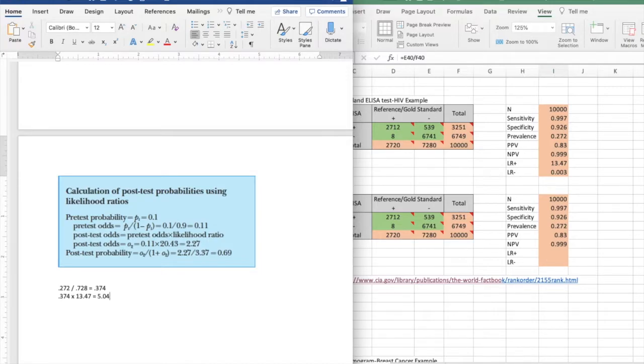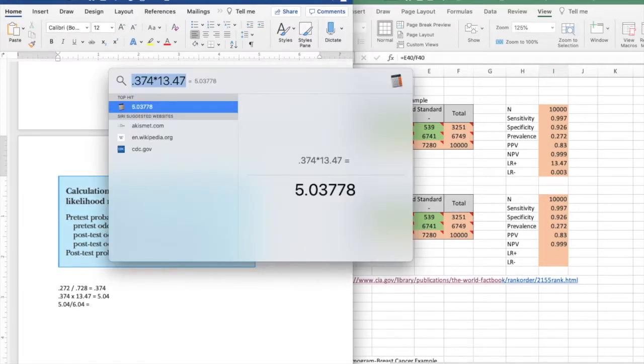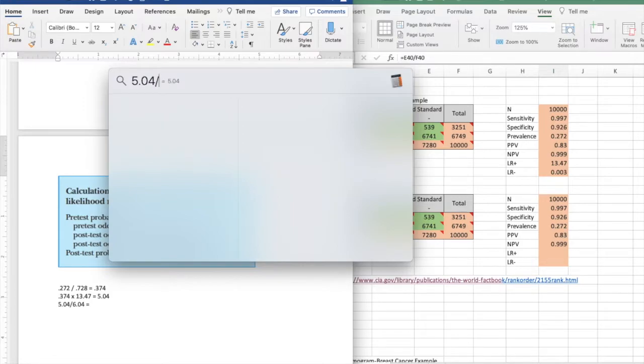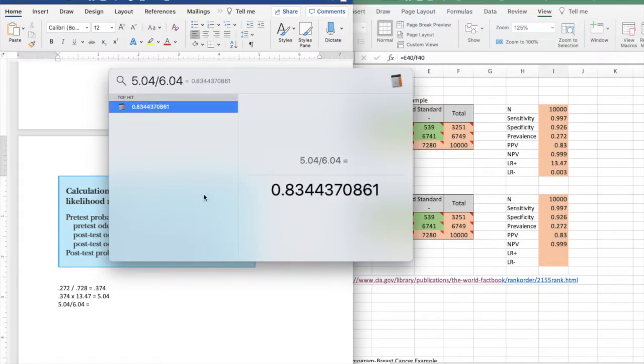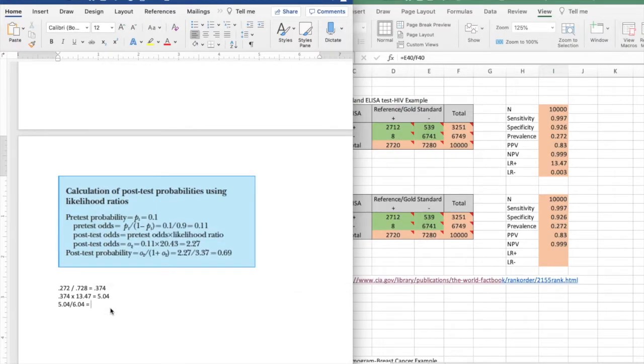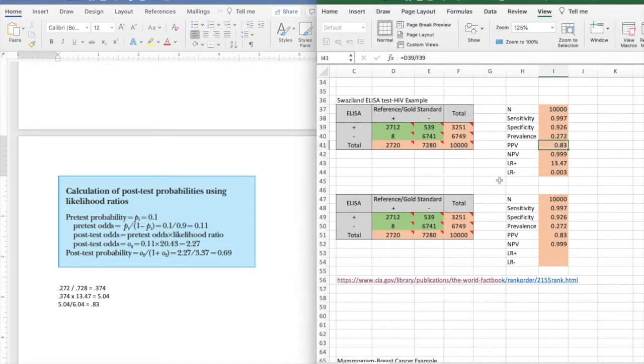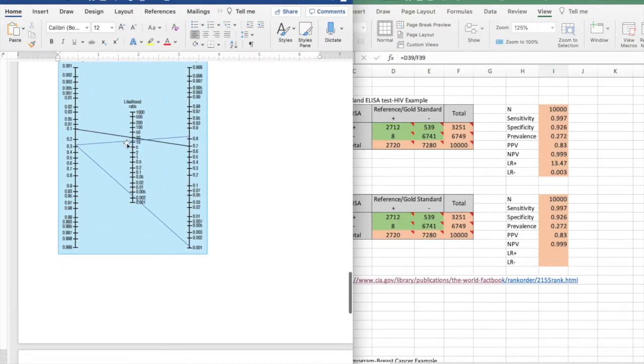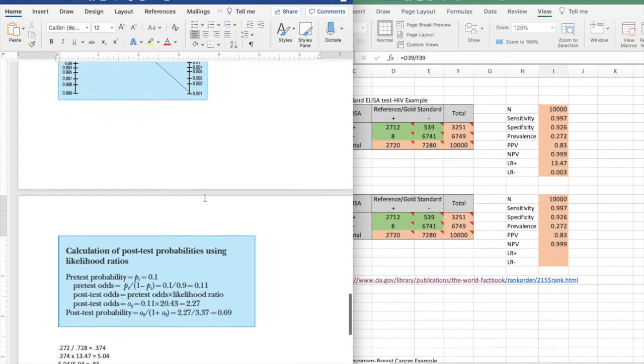Now we convert odds back to post-test probability, last step, which is the odds over 1 plus the odds. So what's that? 5.04 divided by 6.04. Oh, look at that. 0.83. Wouldn't you know it? The same thing as our positive predictive value, the same thing we got over here when we used the nomogram. So there you go. Now a couple things here.